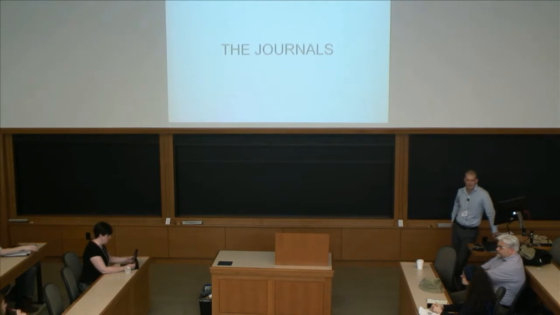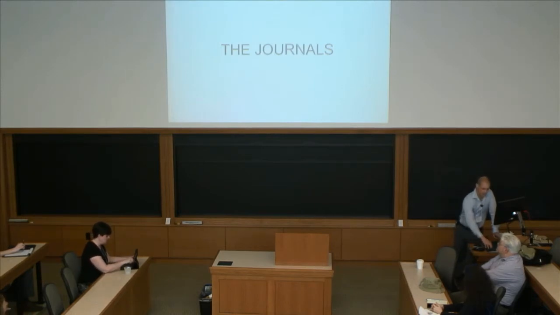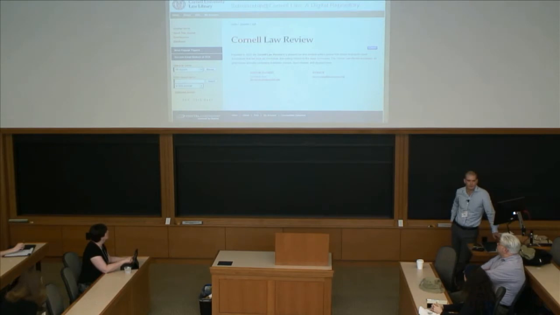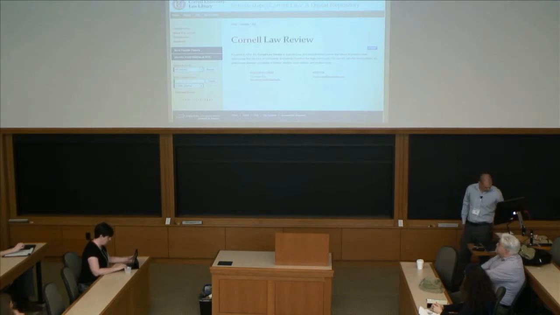About a year ago, we decided to begin the process of putting our three student-run journals into our repository. That's the Cornell Law Review, Journal of Law and Public Policy, and the International Law Journal. We are on the bpress platform, which is something that most law libraries are familiar with. That's kind of the standard platform for a lot of us. So that's something everybody should be pretty familiar with.